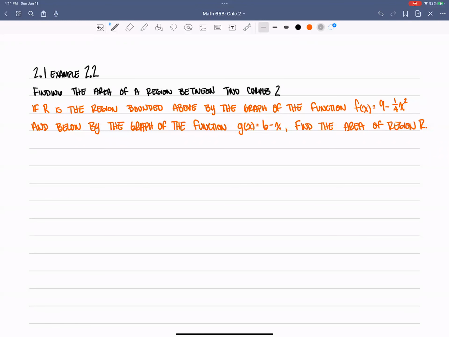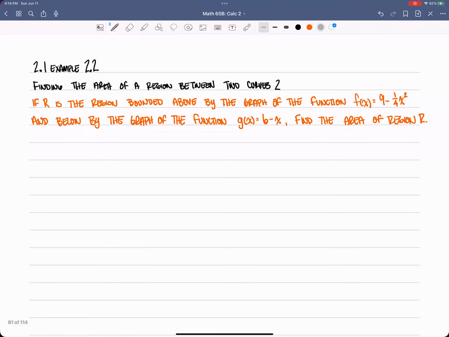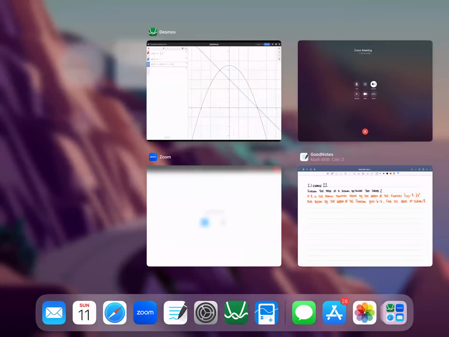Section 2.1, example 2, finding the area of a region between two curves, part 2. If R is a region bounded above by the graph of the function f of x and below by the graph of the function g of x, find the area of region R. They didn't give us an area to look at, so let's take a look at the graph.